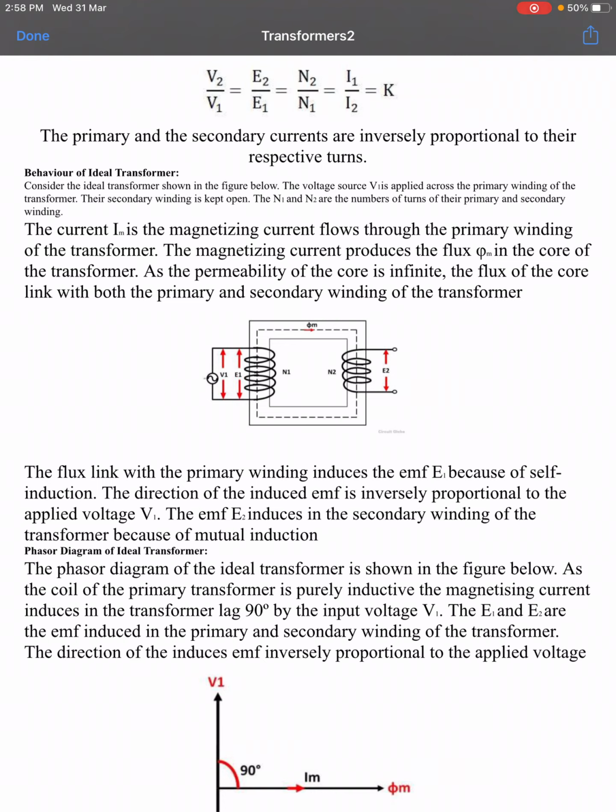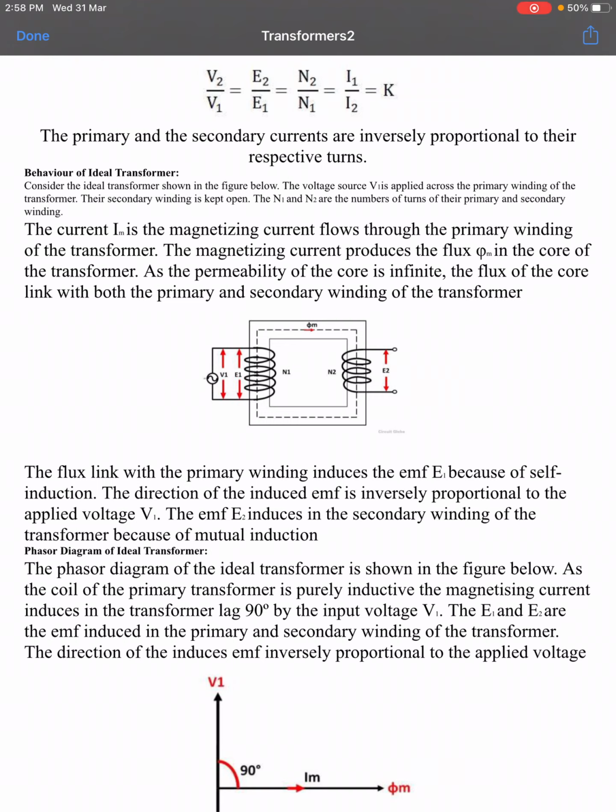The flux linking the entire coil is phi m sin omega t. An alternating flux is produced. Why? Because we are giving an AC supply as the input to the transformer, so the flux is also alternating: phi equals phi m sin omega t. Similarly we get the primary current and the secondary current. I1 represents the primary current flowing through the primary winding, and I2 is the secondary current of the transformer.